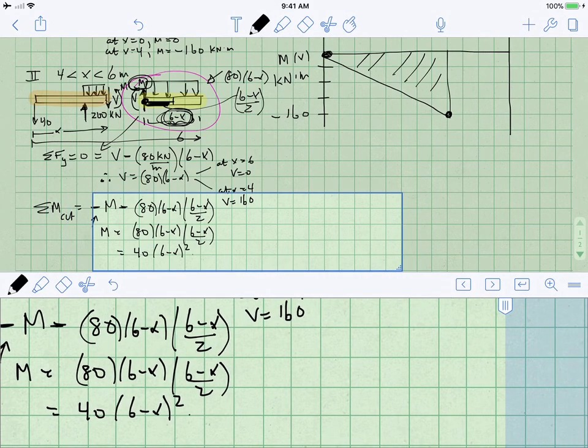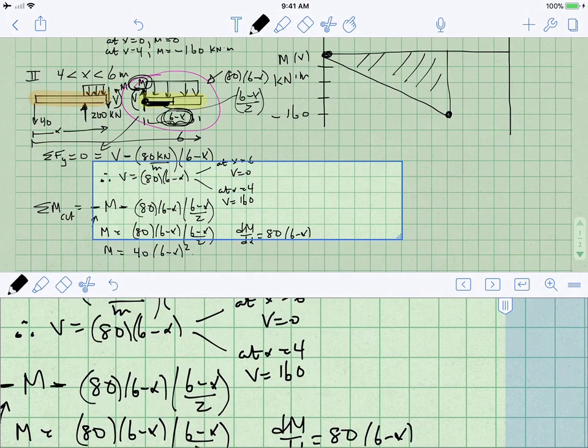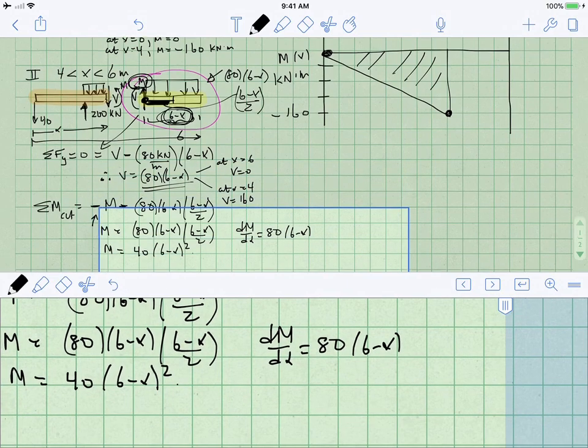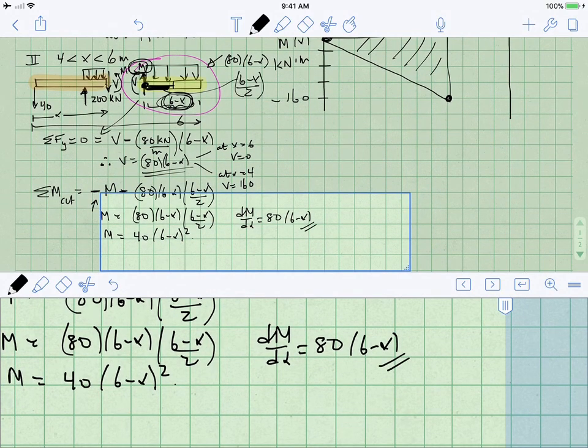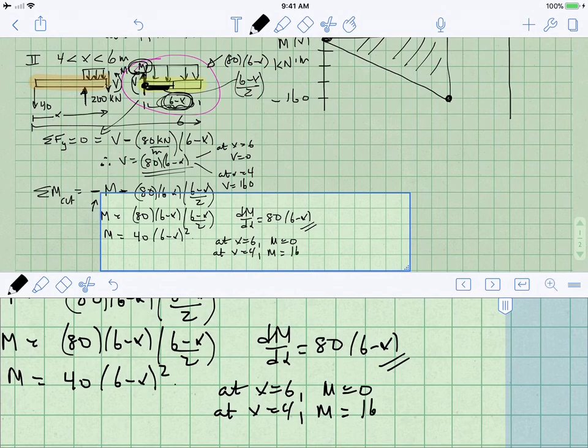Let's check what dM/dx is. If M is equal to 40 times 6 minus x squared, dM/dx will be 80 times 6 minus x. Is that what we found for shear? Sure enough, it is. So we feel reasonably confident about this value. At x equals 6, moment is 0. At x equals 4, moment is equal to, what do we get? 160.